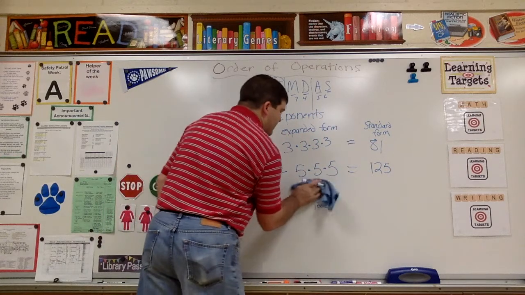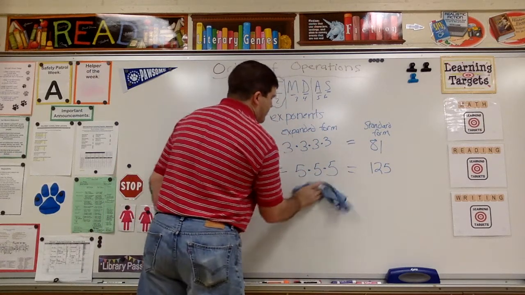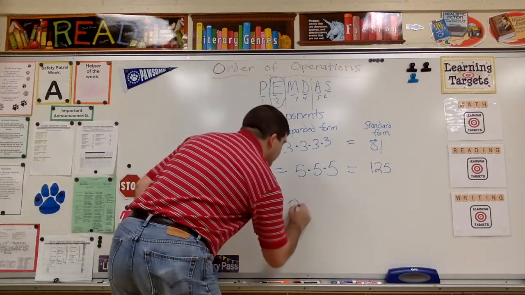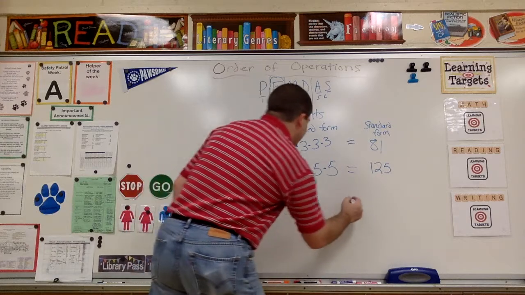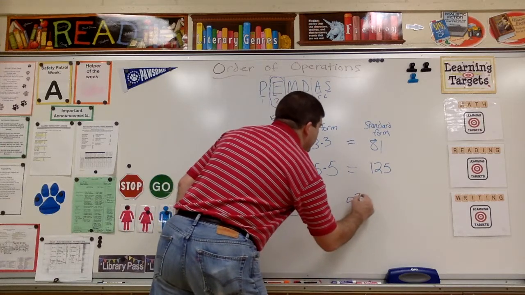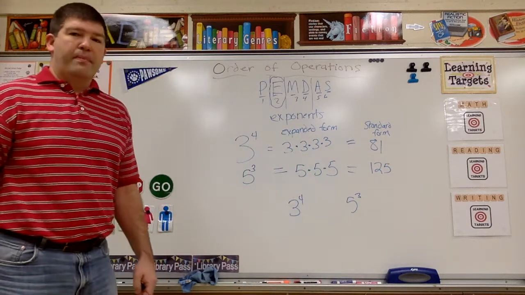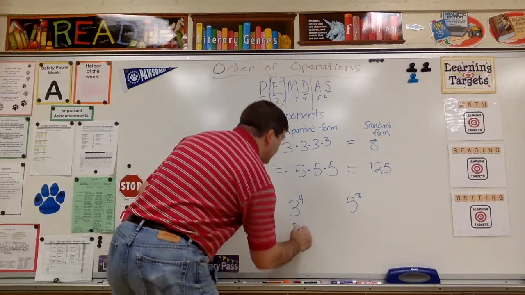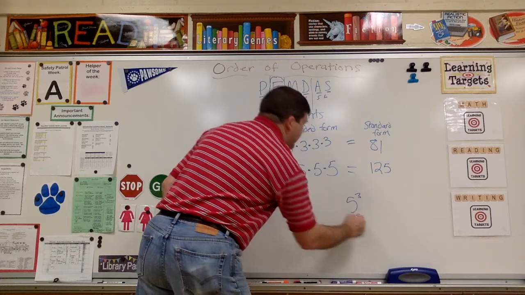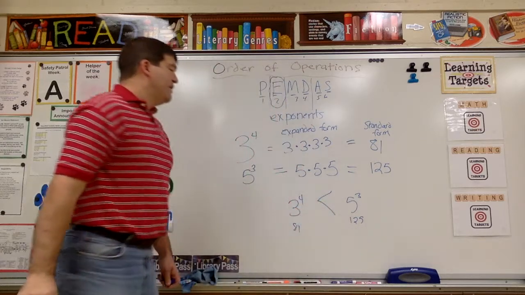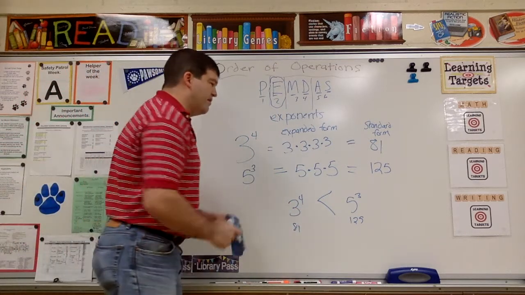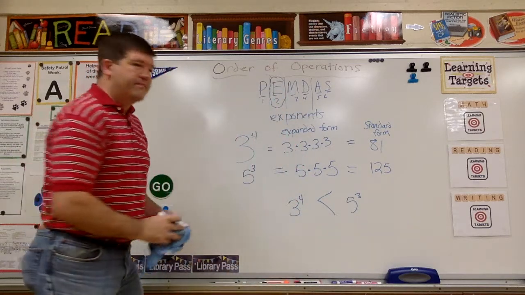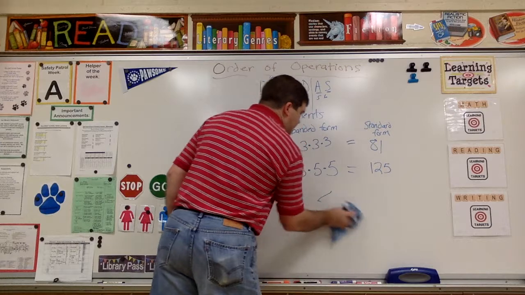Okay? So then, what I could do is I could compare things. So like 3 to the fourth is what to 5 to the third? And I know that 3 to the fourth equals 81. I know this is 125. So I know that 5 to the third is greater than 3 to the fourth. All right.